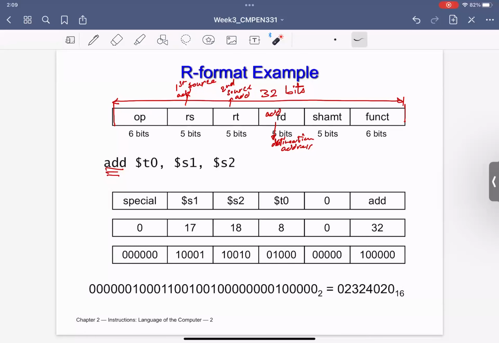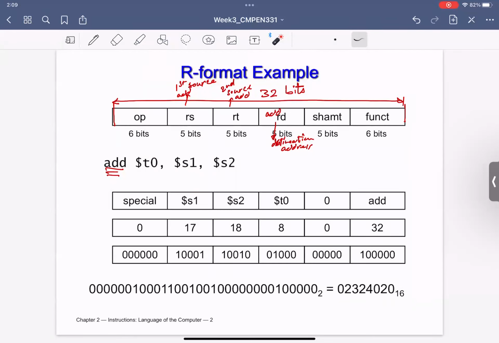So after we have mentioned all of these things, let's take that example. I have add T0, comma S1, comma S2. What does that mean? Meaning that I will add this plus this, and then put the results here. What is T0? What is S1? What is S2? All of these are referring to certain particular numbers inside the register.